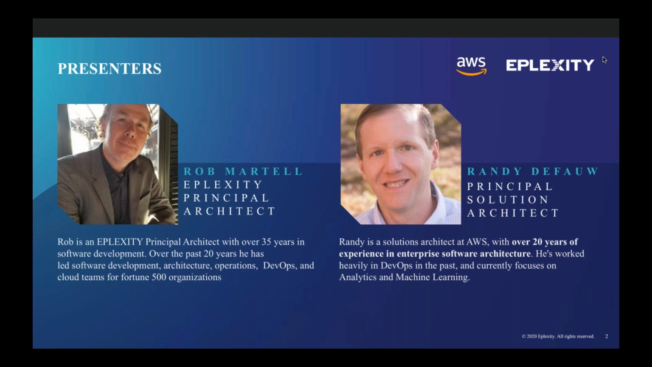As mentioned, I'm Rob Martell. I am principal architect for Explicity. I have been in the IT business for a number of decades, and on the DevOps side, I've been running DevOps teams since the early 2000s, and been involved in AWS since 2007, 2008, so for quite a long time. And Randy, do you want to introduce yourself?